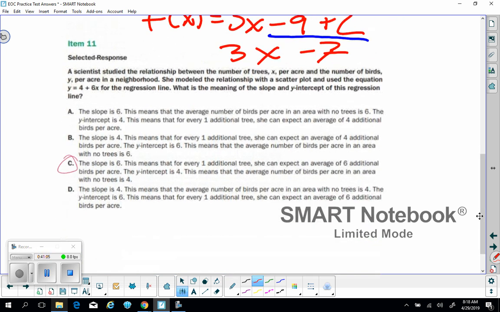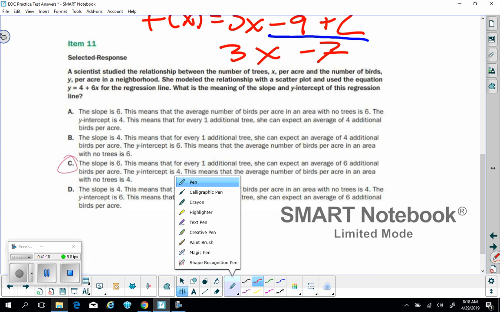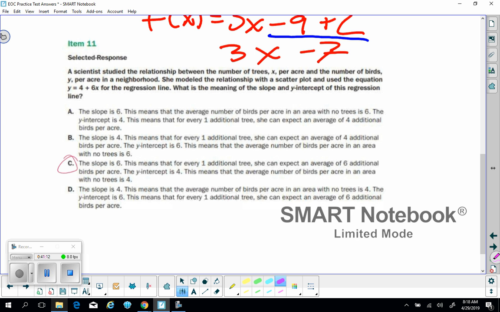Number 11. Which part of this equation is the slope? How did you know that part was the slope, Victor? It's with the x. So we know that the slope is 6. Which answer choices can I eliminate? B and D. So the slope is 4, get rid of it.